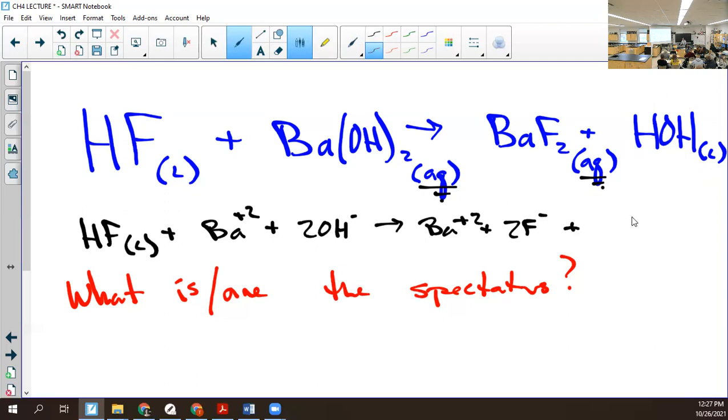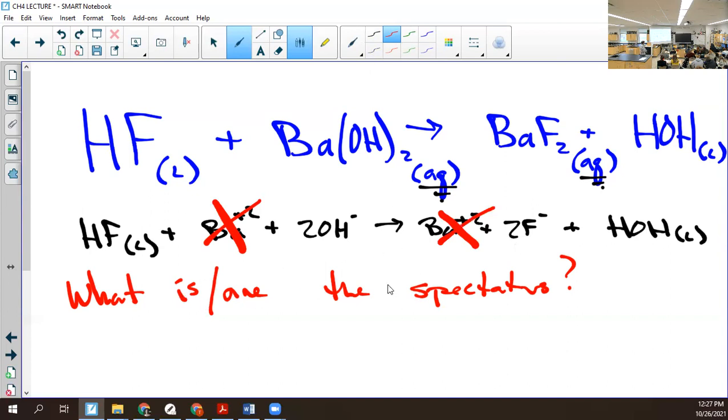Leave it together, right? HOH liquid. So the next thing I do, I look at this whole row and I look for anything that is exactly the same on both sides of the arrows. And it is only what? It is only barium.